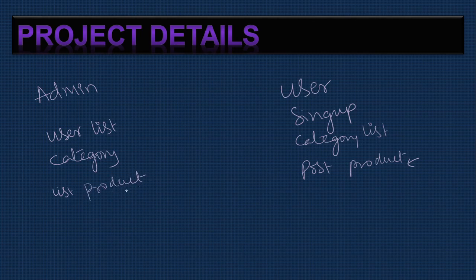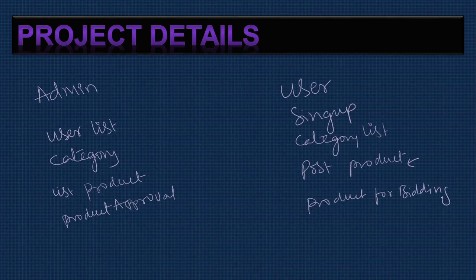Where the user has uploaded to the website, and then you have to give the approval, okay. So somebody should not upload nonsense things. Whatever they uploaded, product approval is required from the admin side. Only once they give the approval, the product will be displayed here, okay, product for bidding. So other users, whatever is posted, they can view it here. So then they can also do the bidding.